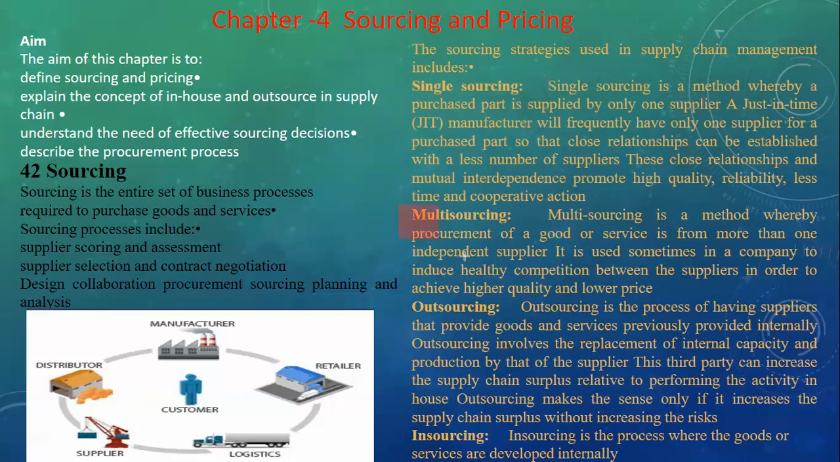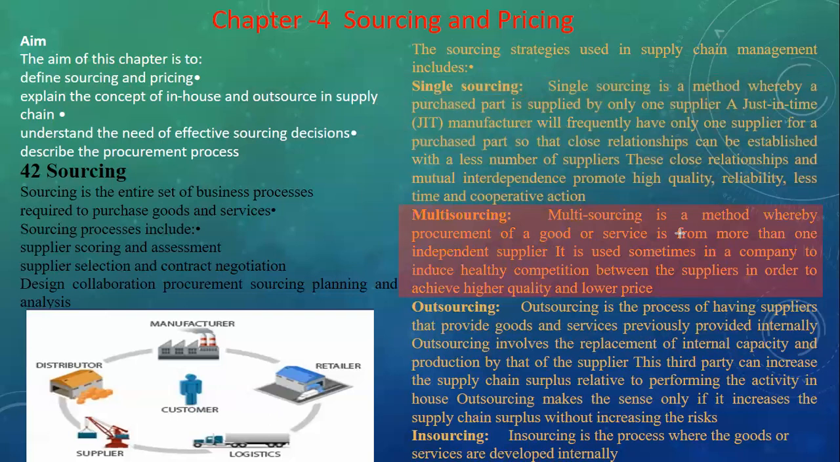So now we will discuss multi sourcing. In the multi sourcing method, the procurement of goods or services is from more than one independent supplier. In single sourcing there is only one supplier, but in multi sourcing there is more than one supplier.